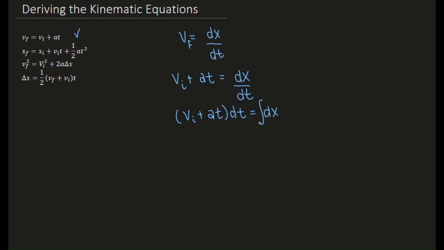And if I integrate again, the left side being integrated from some final time t to some initial time 0, the right-hand side being integrated from some final position to some initial position, what I get is some initial velocity times time plus 1/2 the acceleration times time squared is equal to some final position minus some initial position. Now if I rearrange this to be equal to the final position, I get the initial position plus the initial velocity times time plus 1/2 acceleration times time squared, which gives me my second equation.